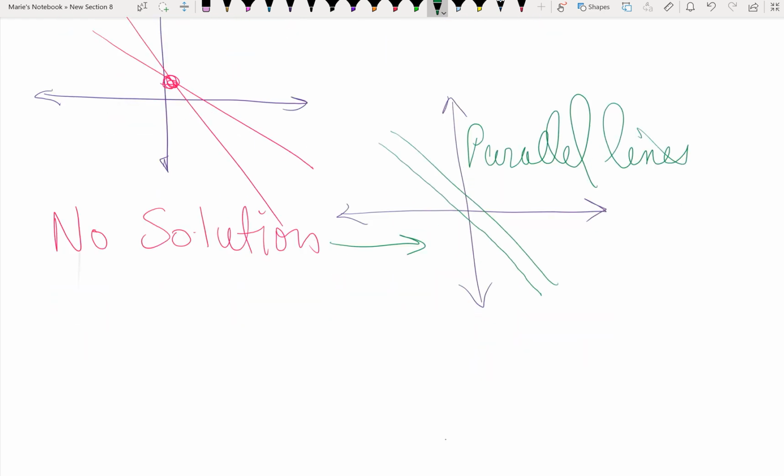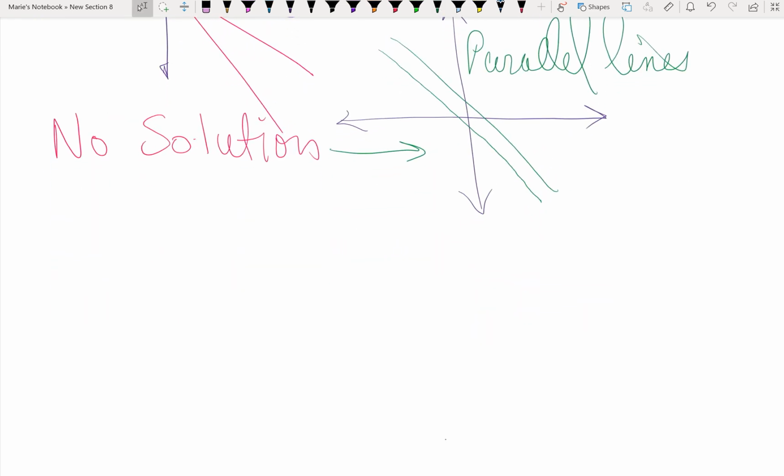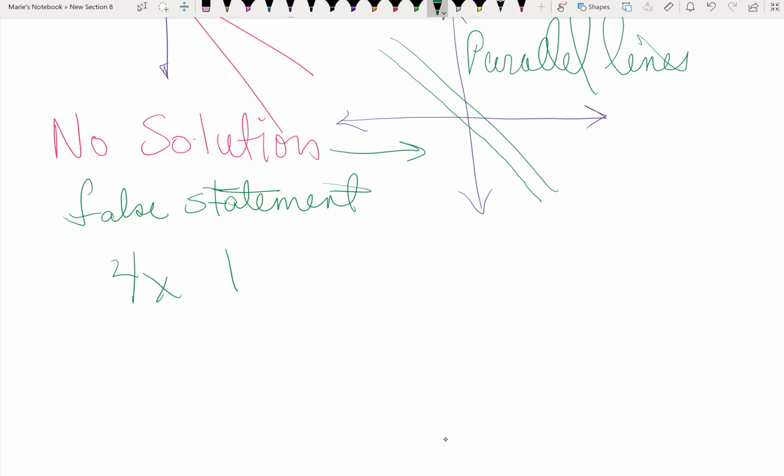So these are the ones we're going to do. Here's what you're going to look for. You're going to look for a false statement. That's what you're looking for. And what a false statement would do for you is, let's say I had 4x plus 6y is equal to 12. And let's say I gave you 6x plus 9y is equal to 12.